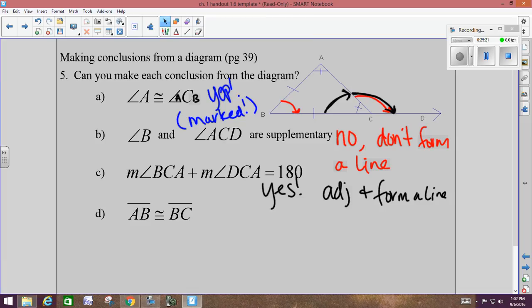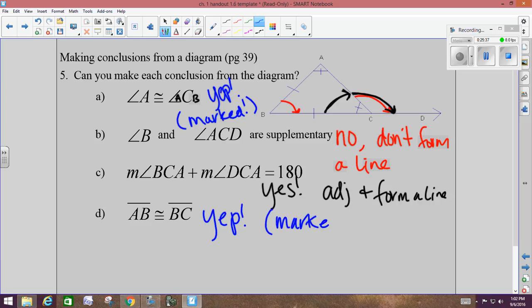The last one. AB congruent to BC. True? Yes. Can I conclude that? The segment AB is congruent to segment BC? Why? Exactly, because they marked it for us. Easy explanation when they just give you the markings already. We have a little bit more.